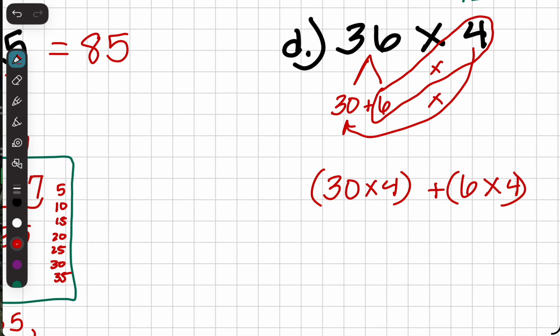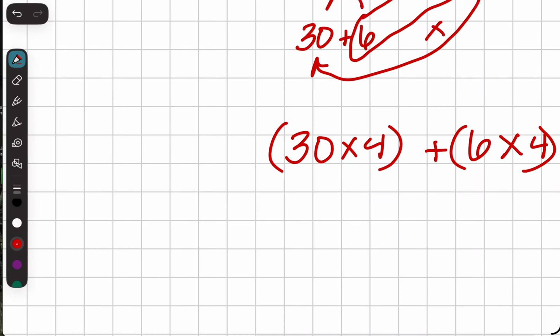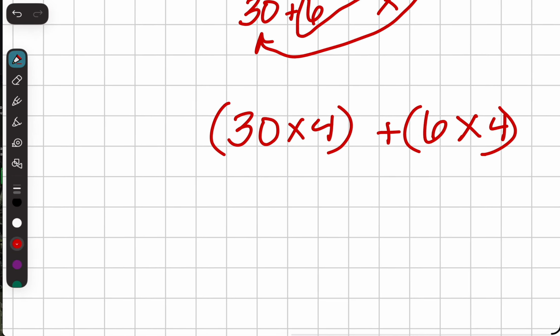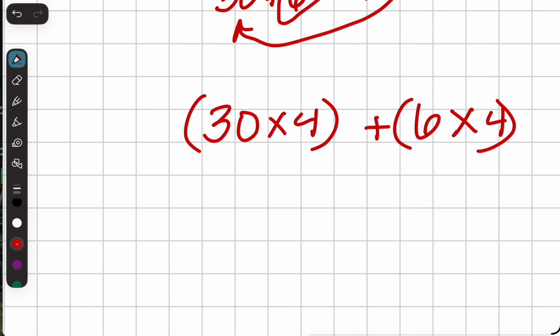So I got to do 30 times 4. I don't know what that is, but I know that it has a 0 because I made it a 10. So in this case, all I got to do is simply say, well, the 0 doesn't exist. So now what is 3 times 4? Well, 3 times 4 is 12. Now I'm going to bring that 0 back on down. And the official answer to 30 times 4 is 120.